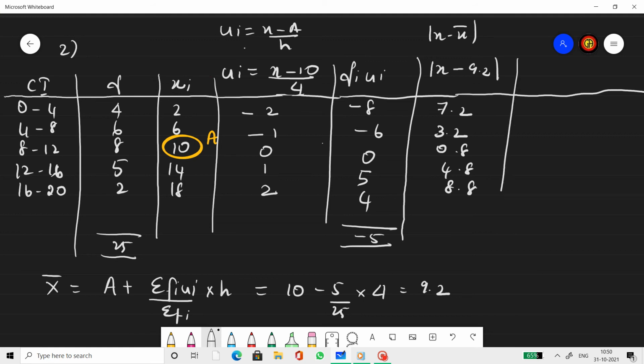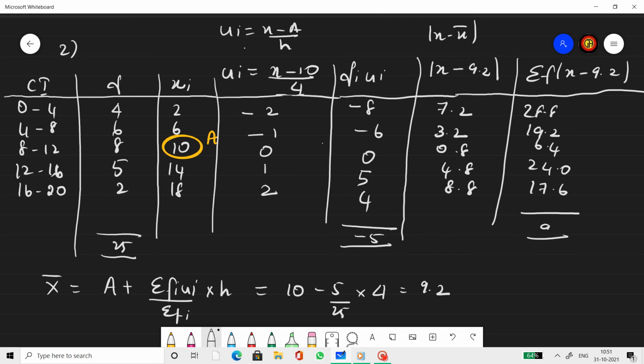The next column that we have to make is sigma f into modulus of x minus 9.2. So every value in this column will be multiplied with f. So 4 into 7.2, 6 into 3.2, and so on. So we get 28.8, 19.2, 6.4, 24.0, and 17.6. So the total of this is 96.